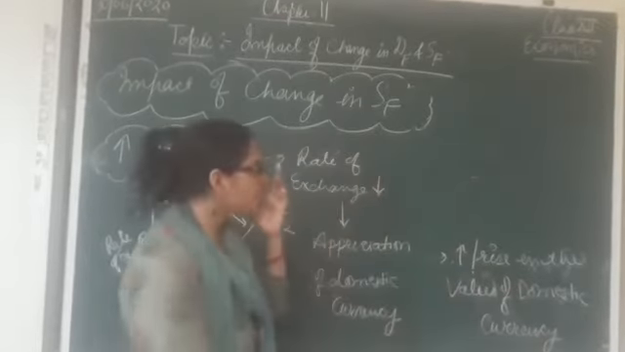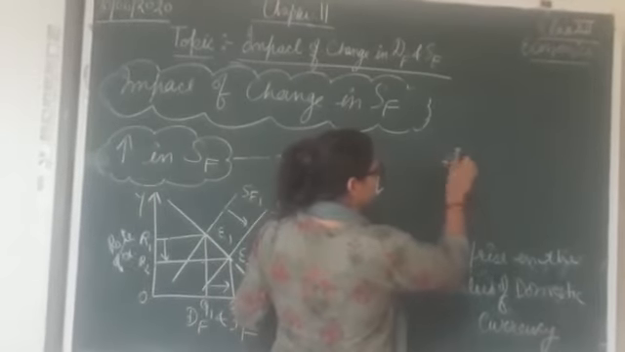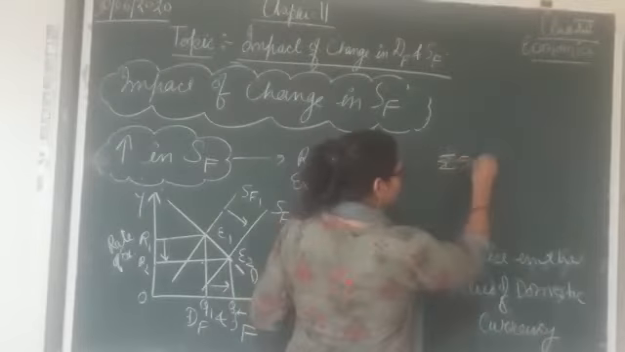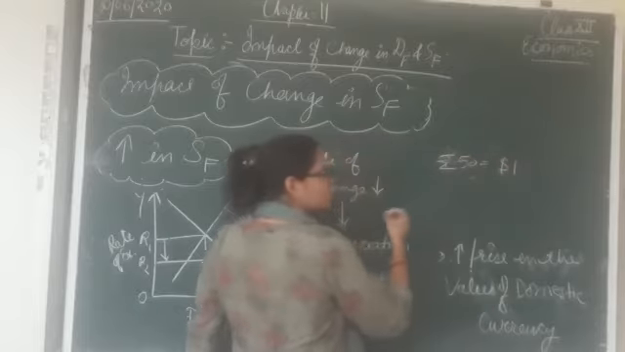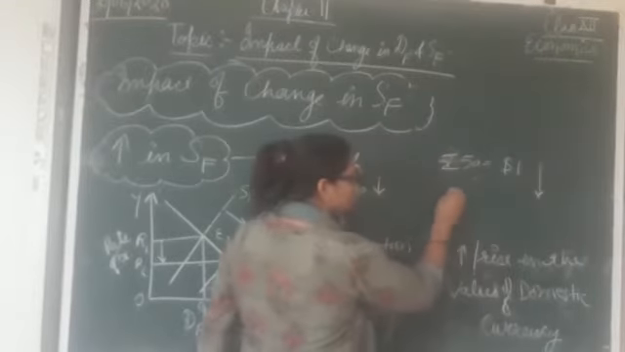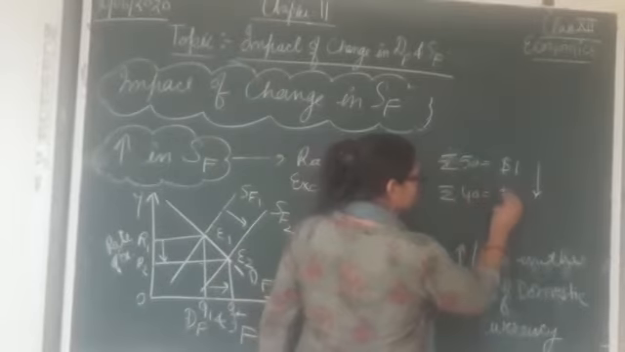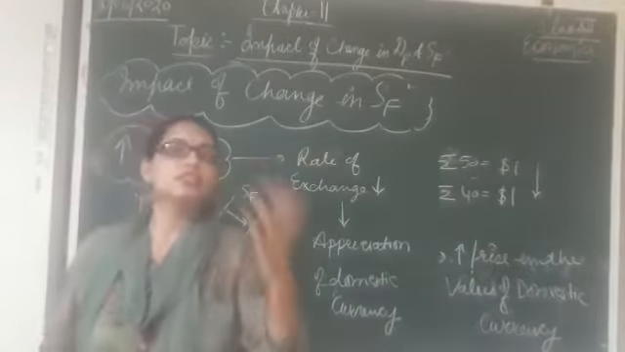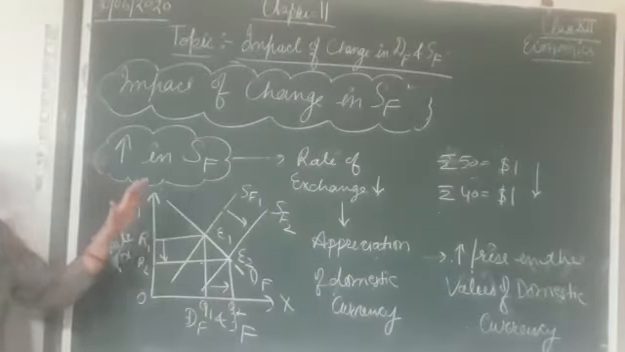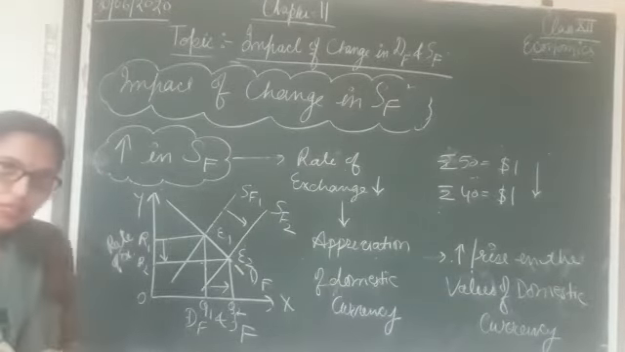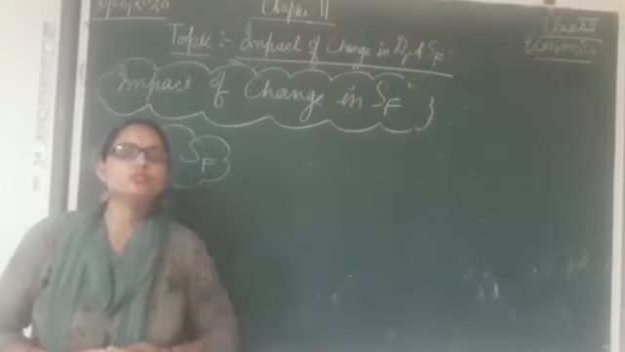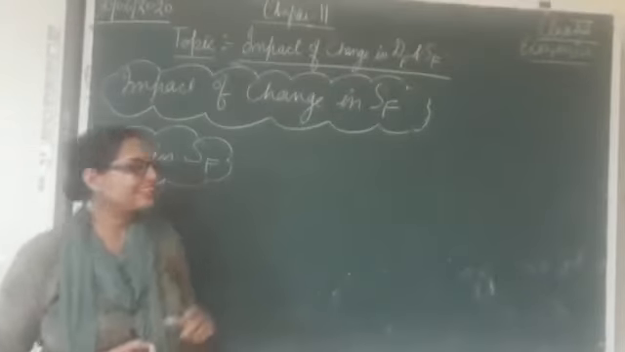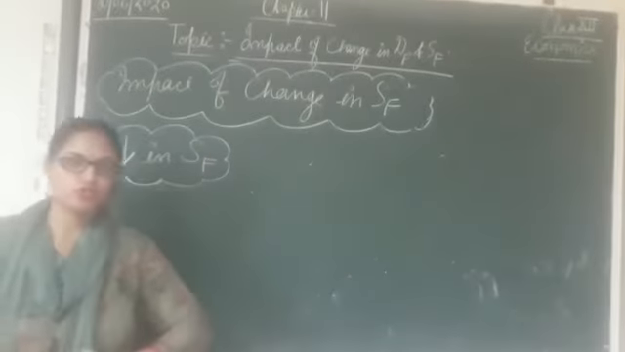Earlier we had to spend ₹50 for $1. Now, because the rate has decreased, we need to spend only ₹40 for the same $1. So the value of the Indian rupee has increased. So this is the impact of increase in supply of foreign exchange. Clear? Now let's move on to the second impact of change in supply, that is decrease in supply of foreign exchange. If the supply of foreign exchange decreases, let's see what its impact will be.